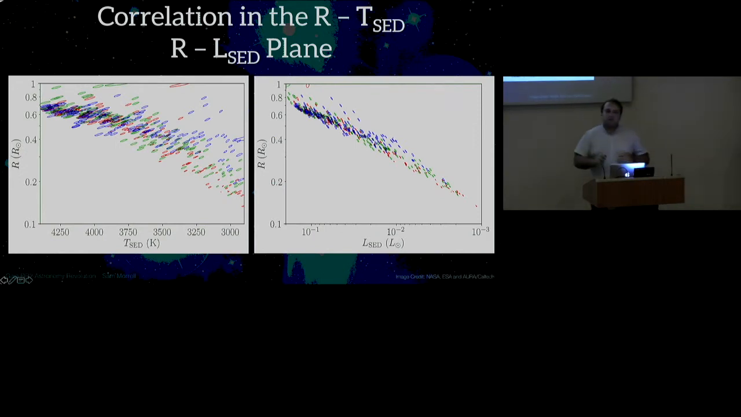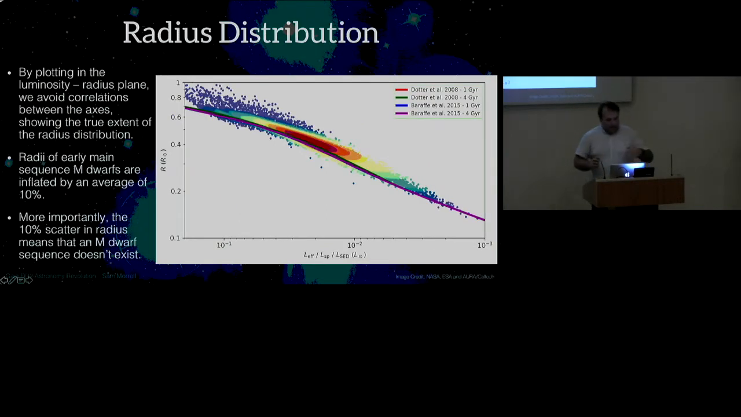And more interestingly still, we see that these uncertainties that we get from this very, very robust fitting cannot describe the scatter that we see in this sequence. So what we have is we've used our sample to actually show that on average, M-dwarfs are inflated up from the models by an average of 10%. But more interestingly still, there is a 10% scatter either way from this average inflation, which means that an M-dwarf sequence just simply doesn't exist.